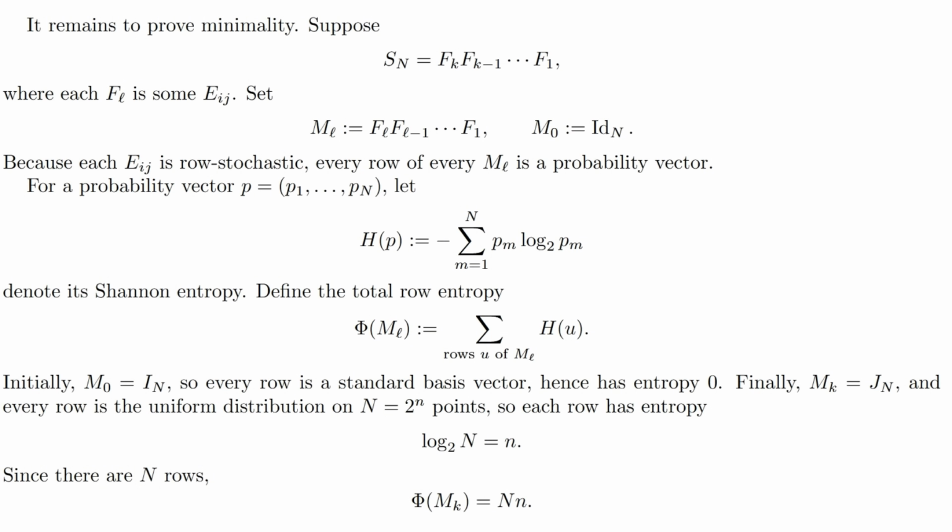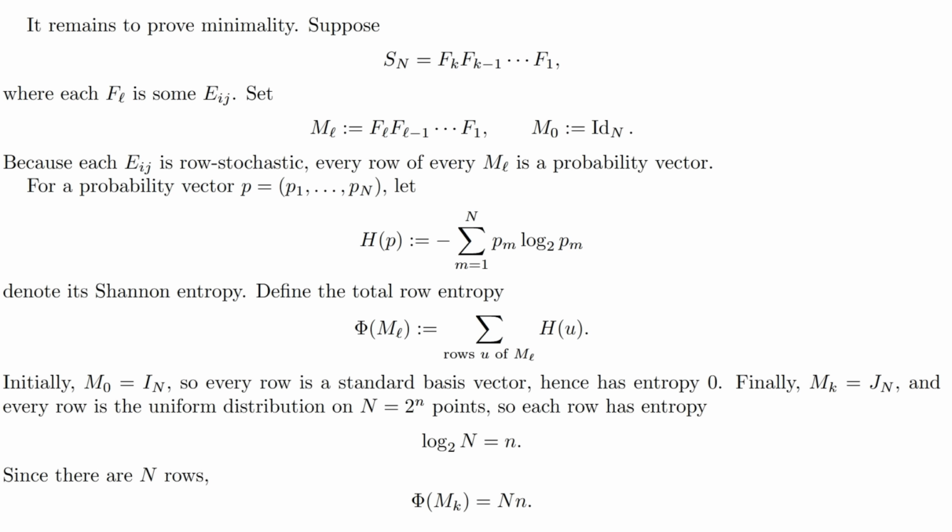Now it remains to prove the minimality of this balancer construction. Suppose we have another decomposition of length k. We want to show that this is at least longer than the one we proposed. Suppose Sn is equal to Fk times Fk minus 1 all the way down to F1, where each Fl is some Eij. We set Ml to be the l-th truncation, Fl times Fl minus 1 all the way down to F1. Particularly, M0 is equal to In.